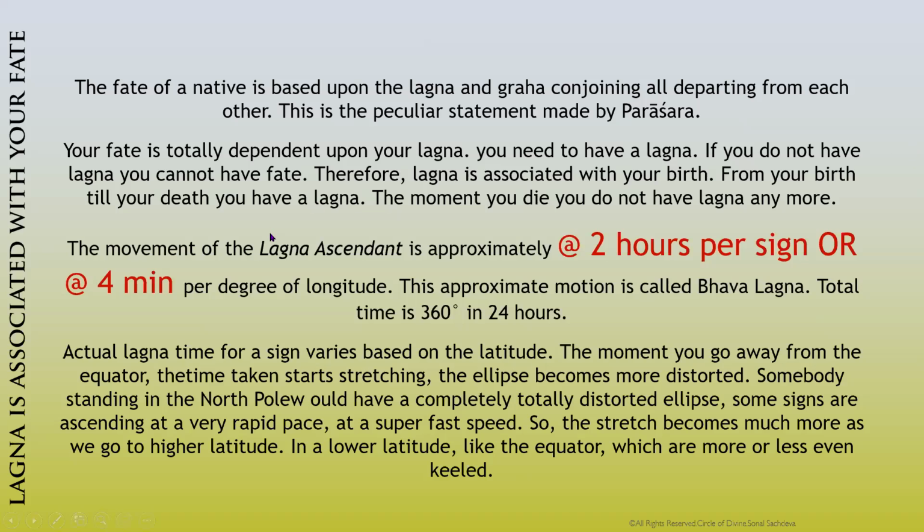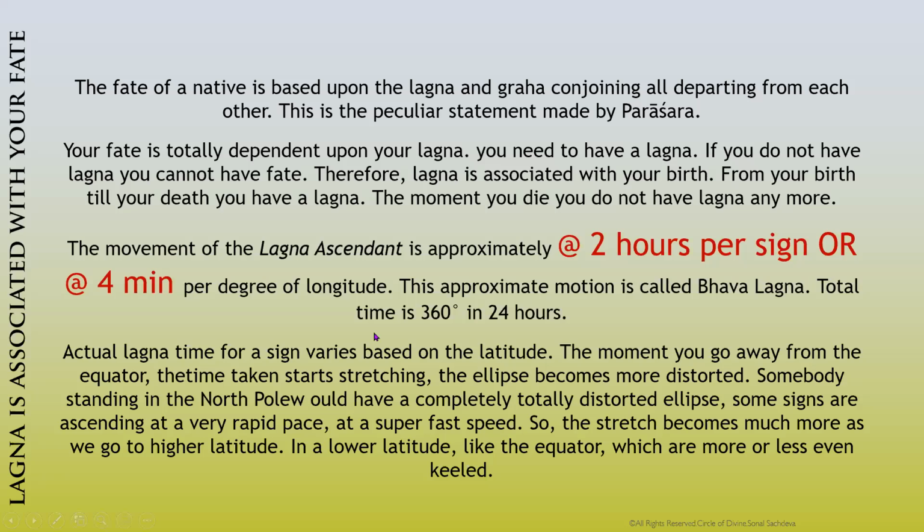Anyway, coming back, the approximate movement of the ascendant sign is roughly 2 hours per sign. That is if you're on the equator, because as we already saw previously, the signs completely change once we move away from the equator. Some of them are slower, taking a long time to rise, and some are quick to rise, like Aries and Pisces.